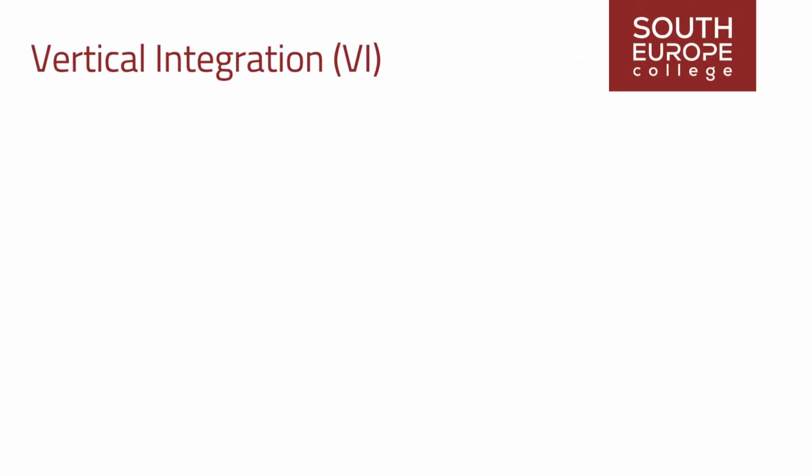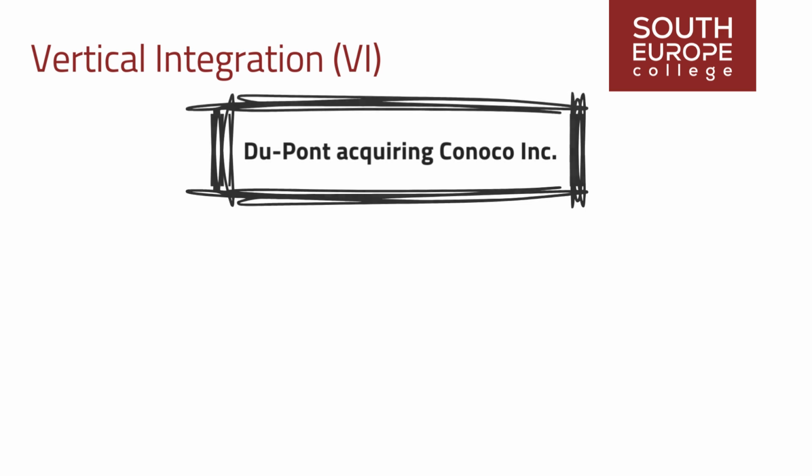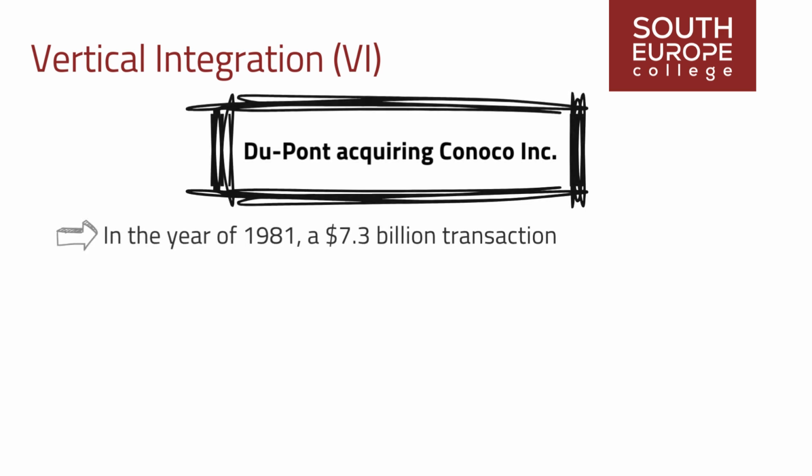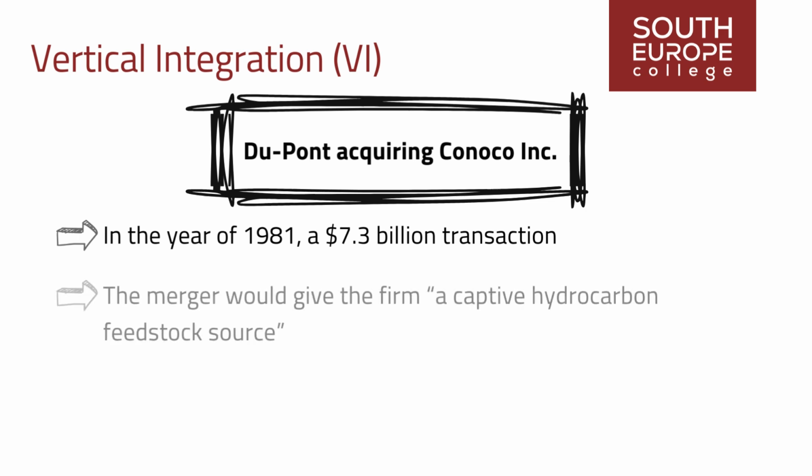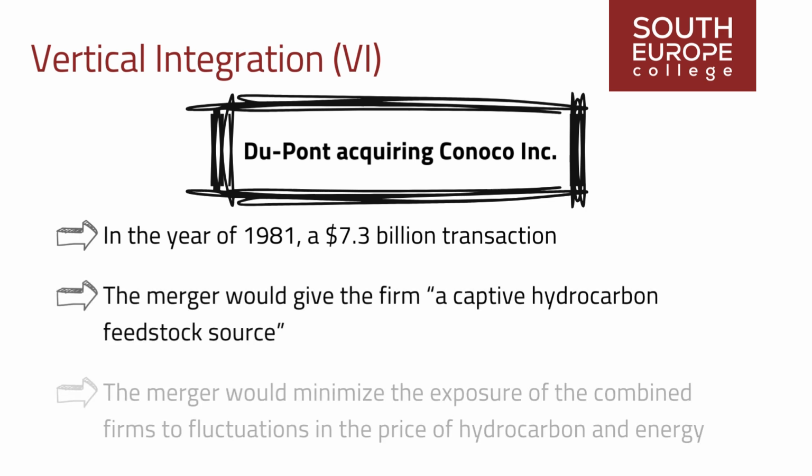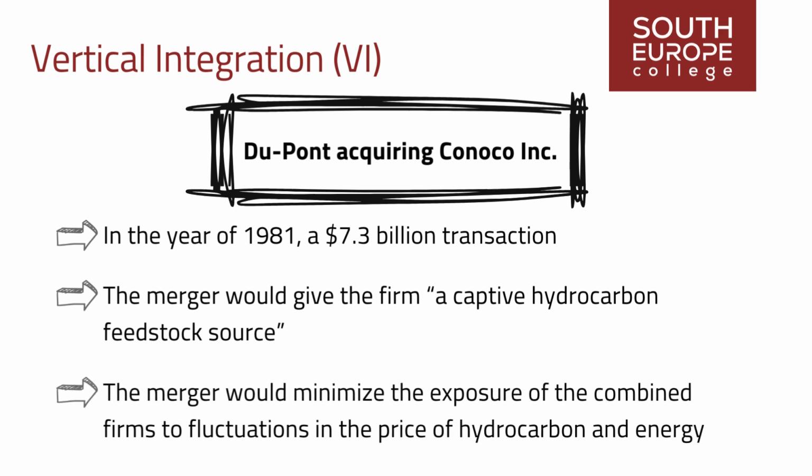However, there are some success stories behind vertical integration, such as DuPont acquiring Conoco Inc. in the year 1981, a $7.3 billion transaction. The chairman of DuPont stated that the merger would give the firm a captive hydrocarbon feedstock source and would minimize the exposure of the combined firms to fluctuations in the price of hydrocarbon and energy.